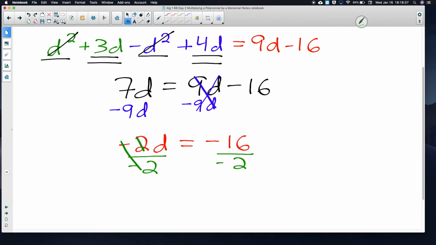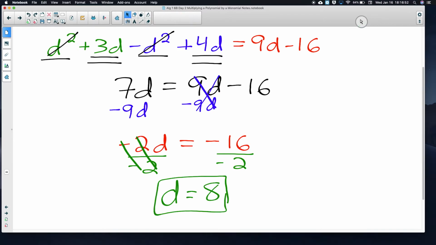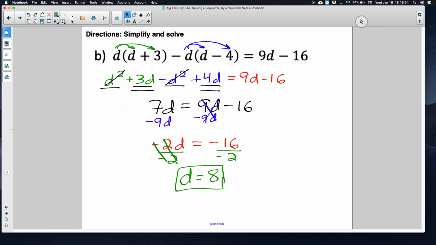When I divide both sides by negative 2, I get d equals, what's negative 16 divided by negative 2? Well, a negative divided by a negative is a positive. 16 divided by 2 is 8. So, the solution to this equation is 8. Remember, if you want to double check your answer, just take this 8, plug it in every time you see a d, and make sure that your equation is true. Stuff I've been saying all year.